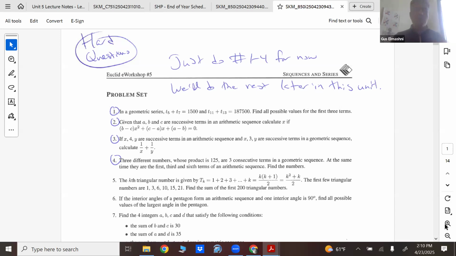I'll put the homework in Schoology. Wait, wait, wait. The hard ones. And by the way, the answers are included in the packet, just so you know. That's why it's a little thick.